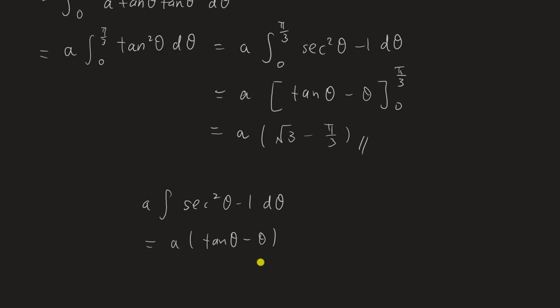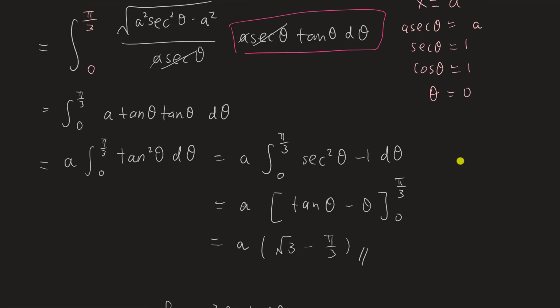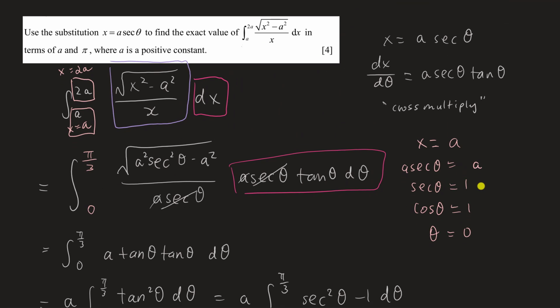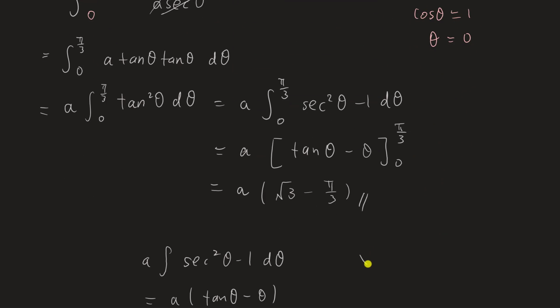We will now have to turn this back into x, because theta is just like a passenger that we actually just make use to make the question simpler. We have to incorporate back the x, which is the original question. It is still with respect to x. So what we do here is you take note of what you use to substitute, which is x equals to a secant theta.